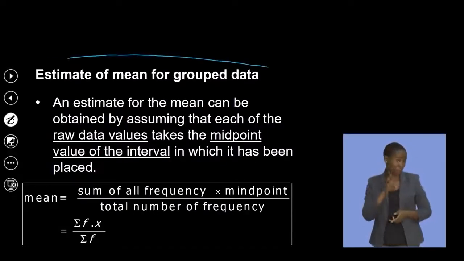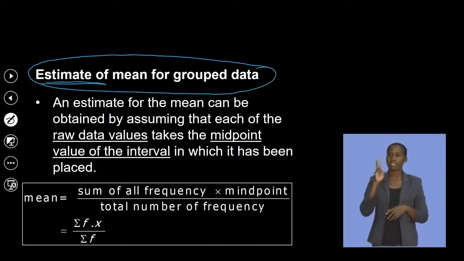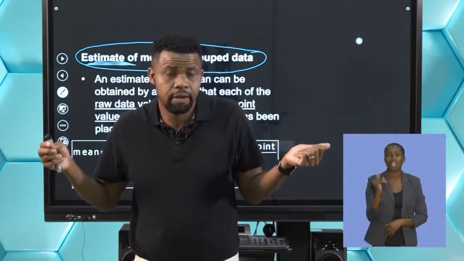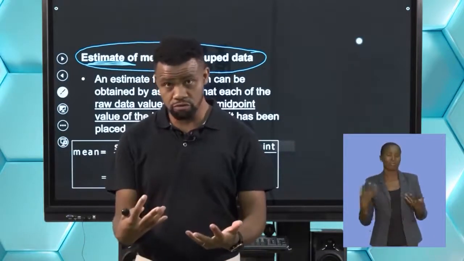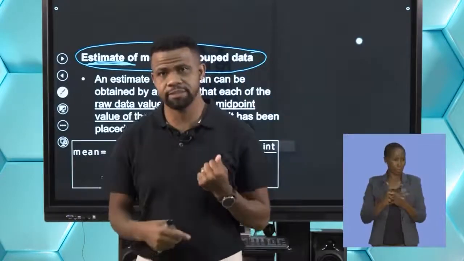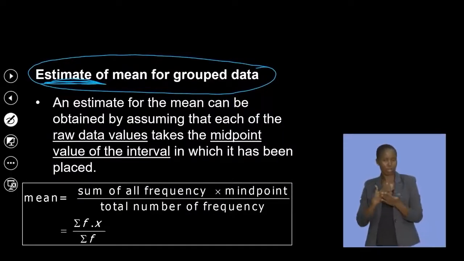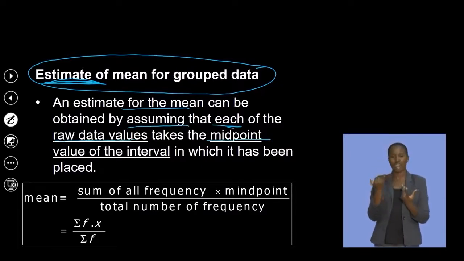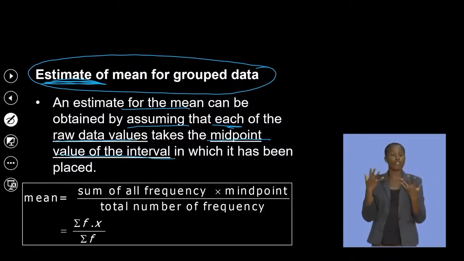So we call this an estimated mean. And why do we call this an estimated mean? It's not the actual mean, it's an estimate. And we'll discuss how we can actually improve the accuracy of this estimated mean. So, an estimate for the mean can be obtained by assuming that each of the raw data values takes the midpoint, the middle of the interval in which it has been placed.